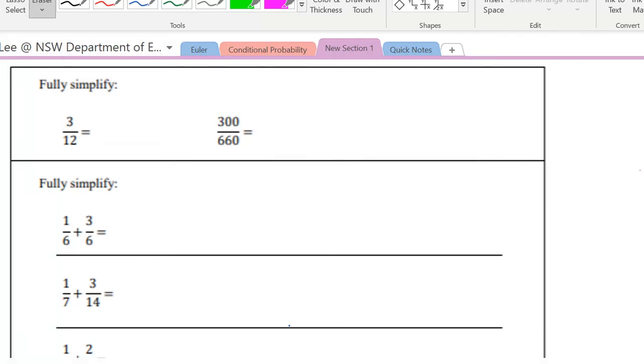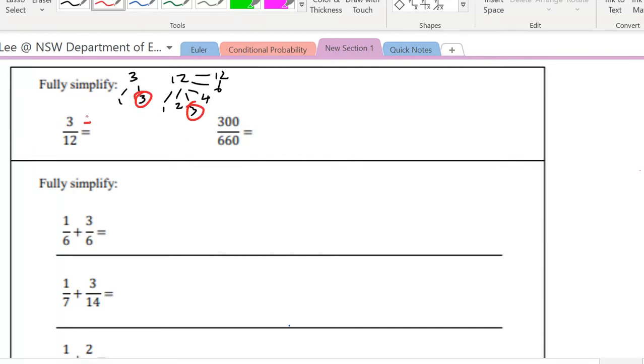Okay, so let's consider the factors of 3. We have 1 and 3. Let's consider the factors of 12. We have 1, 2, 3, 4, 6, and 12. So the highest common factor is 3. So we divide numerator and denominator by 3 to get 1/4.